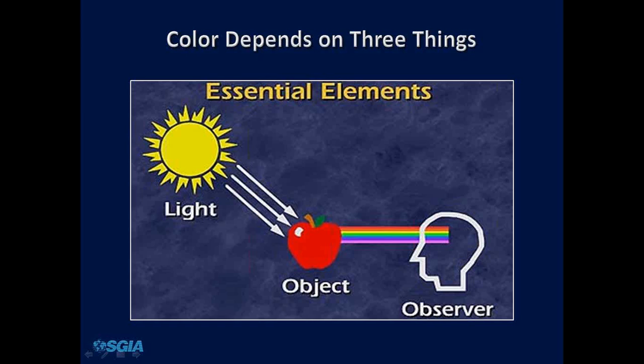Color depends on three things, three essential elements. One is a light source. What we see here is a sun, an object, in this case an apple, and then an observer. And so we're seeing the head of a person.